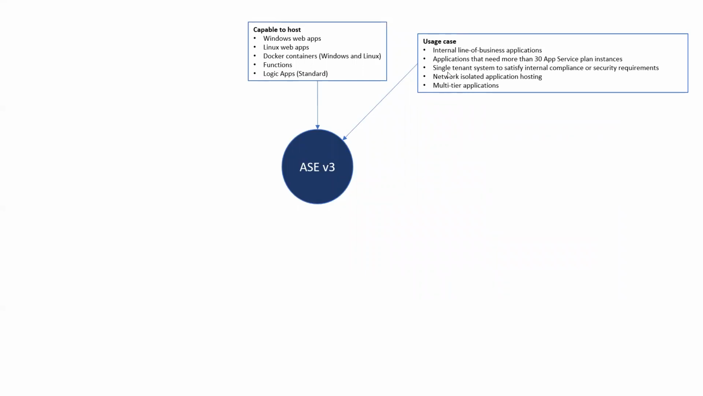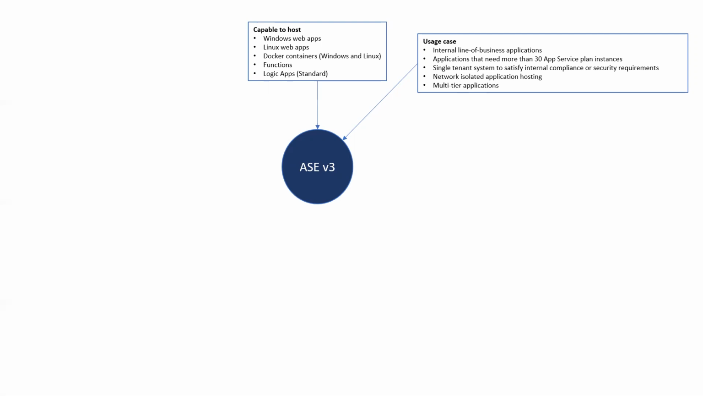Another use case is a single tenant system that satisfies some of the application compliance and security requirements. So if your application security requirement says that you need an isolated environment and you cannot host on multi-tenant systems, then you have to look for a single tenant system, which is the App Service Environment. The other use case is complete network isolation.